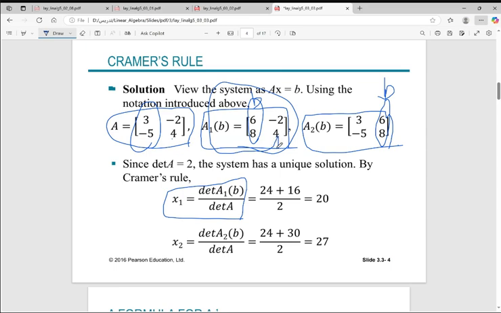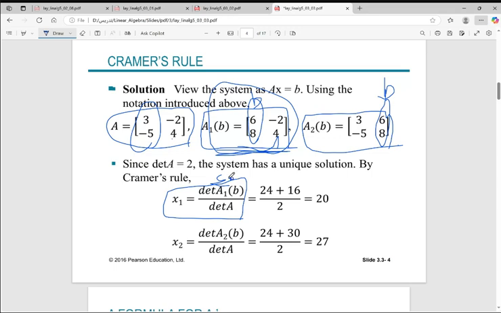What is determinant of A1B? 6 by 4 is 24, minus 16... 24 plus 16. It's 40. So what is the result? It's 40, doctor. Yes, 40. You are right. So determinant of A1B is 40.